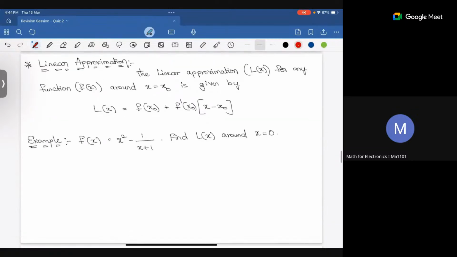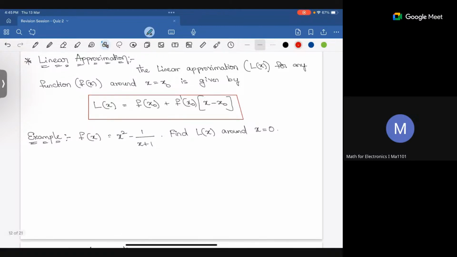All right, so let's move ahead. Let's talk about linear approximations. So the linear approximation L of x is a function, and this function approximates the function f of x around some point x equals x naught, and is given by L of x equals f of x naught, the function value at the point, plus the derivative value at that point into x minus x naught. So that's the formula, and we have derived this in earlier live sessions. I don't want to derive it again, but we will use it.